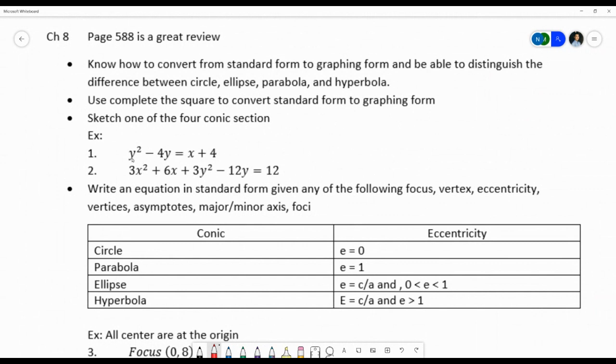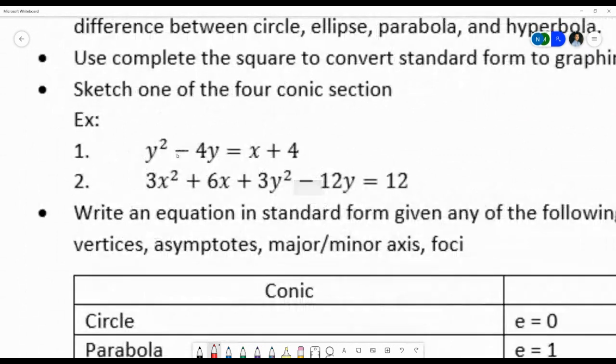So here, if I just look at number 1, can you tell me what shape this is? What conic section is it? It is going to be a parabola. Because only one of the terms is squared, y squared. Exactly, that's correct. What about number 2? Mai, can you tell me what shape that is?